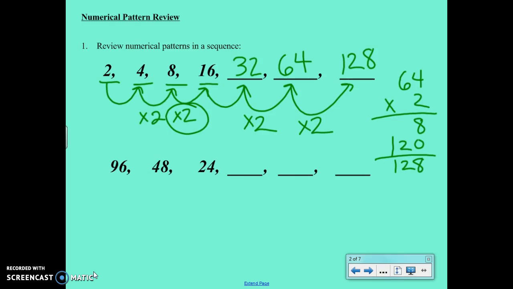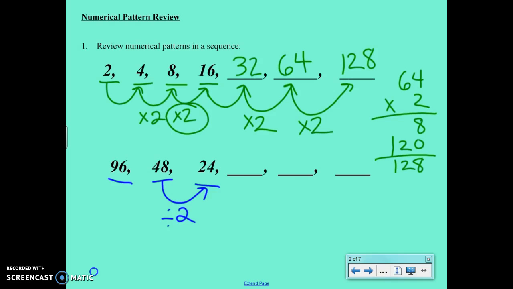Now let's look at the second numerical pattern. I notice that it goes from 96 to 48 to 24. I notice that this pattern is decreasing. So I'm probably going to either be subtracting or dividing. I'm thinking it's kind of the opposite of the first one that we did. I know for sure that to get from 48 to the term 24, I am dividing by 2. But I need to make sure that 96 divided by 2 equals 48.